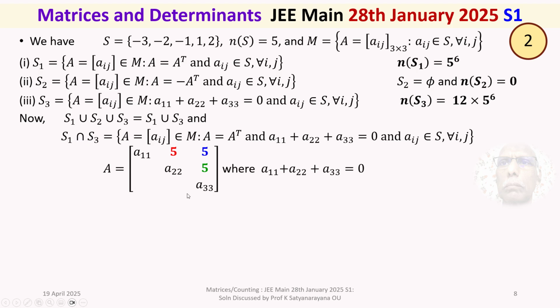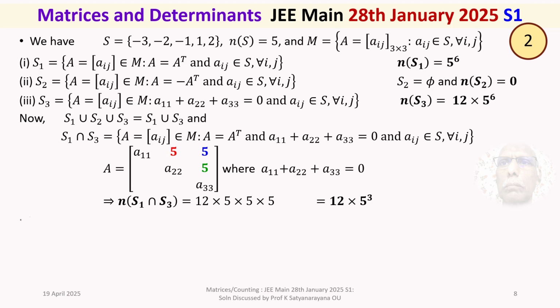So this is the one. The sum of the diagonal entries is 0, trace is 0, and the off diagonal elements will reflect here because it is symmetric. You need not worry about this. You only have to worry about the off diagonal entries, just three. The diagonal entries can be chosen in 12 ways, which we have already seen. For each choice, you can select off diagonal entries 5 into 5 into 5, 5 cube. Therefore, the total number n of S1 intersection S3 will be 12 multiplied by 5 into 5 into 5. That is 12 into 5 cube.